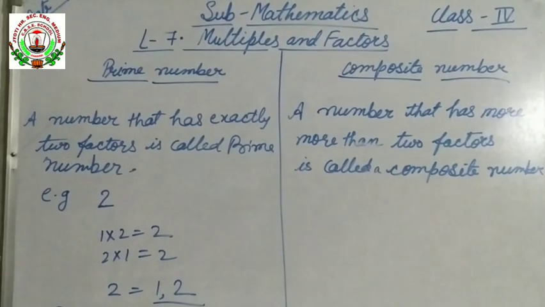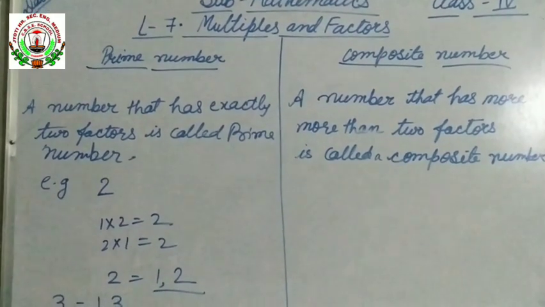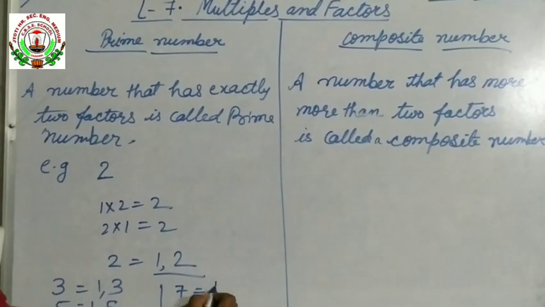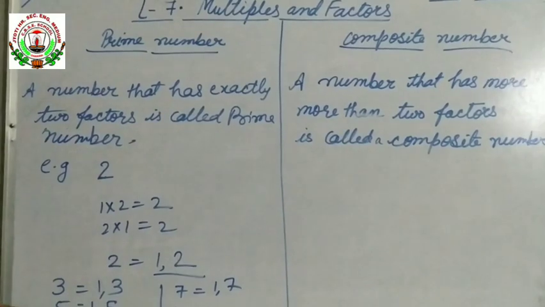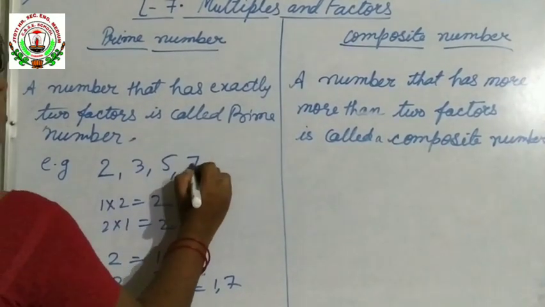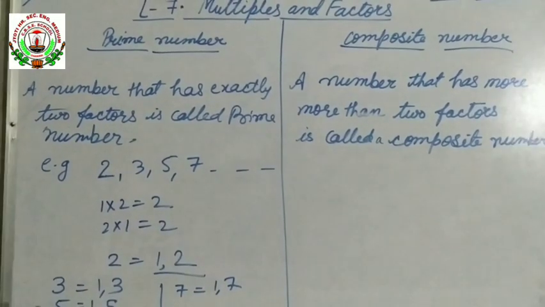Similarly for 3, we can write the factors 1 and 3. For 5, 1 and 5. Similarly for 7, 1 and 7. So like this, 2, 3, 5, 7 are the prime numbers.